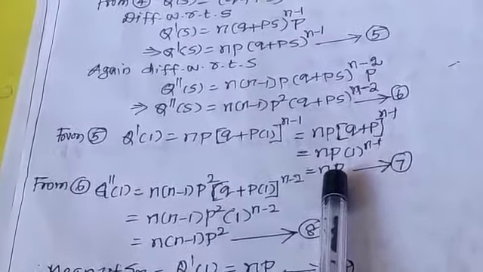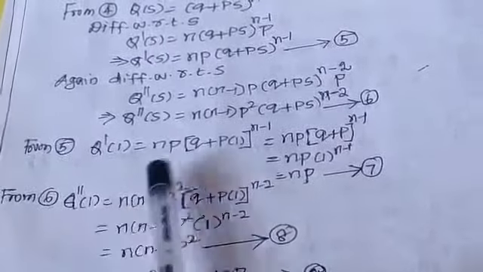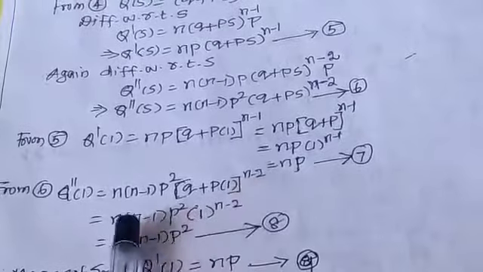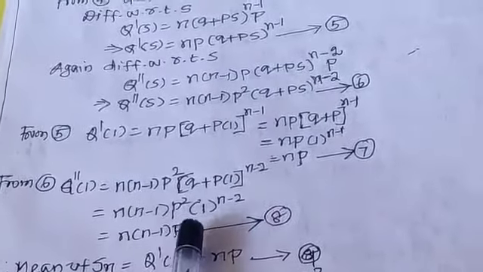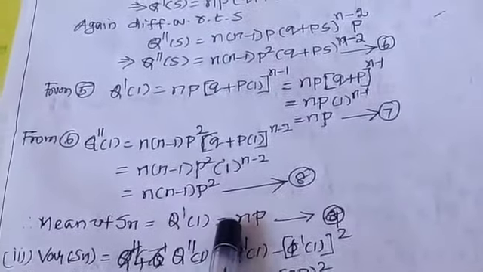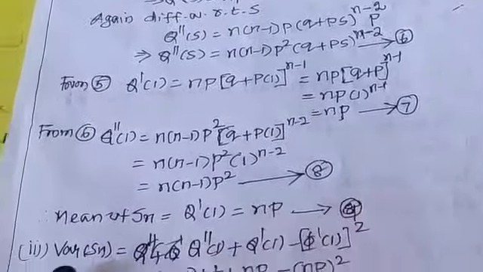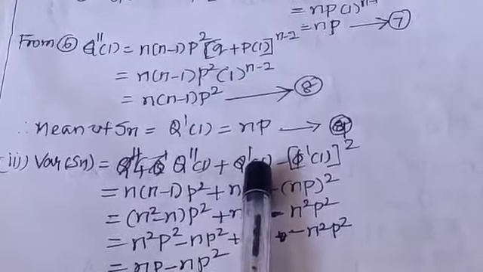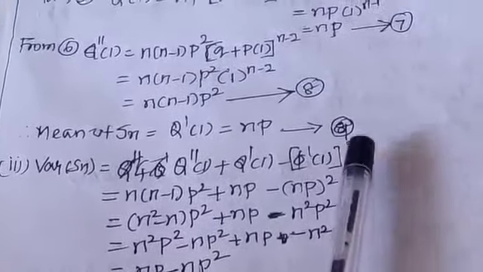This one is the mean of Sn. Then q double dash of 1: you substitute s equal to 1, so this is n into n minus 1 p squared into 1 power n minus 2, that is n(n-1)p². Therefore the mean of Sn equals q dash of 1, which equals np, and the variance of Sn equals the same formula, q double dash of 1 plus q dash of 1 minus q dash of 1 whole squared.